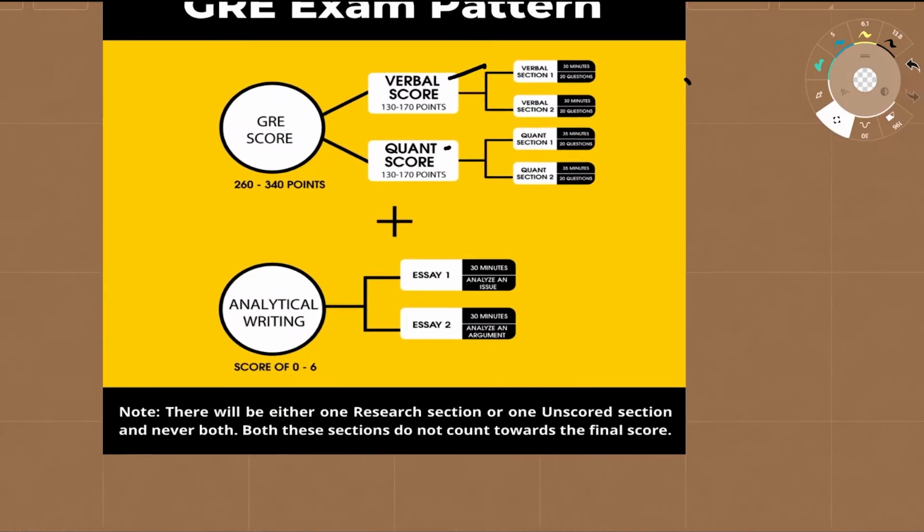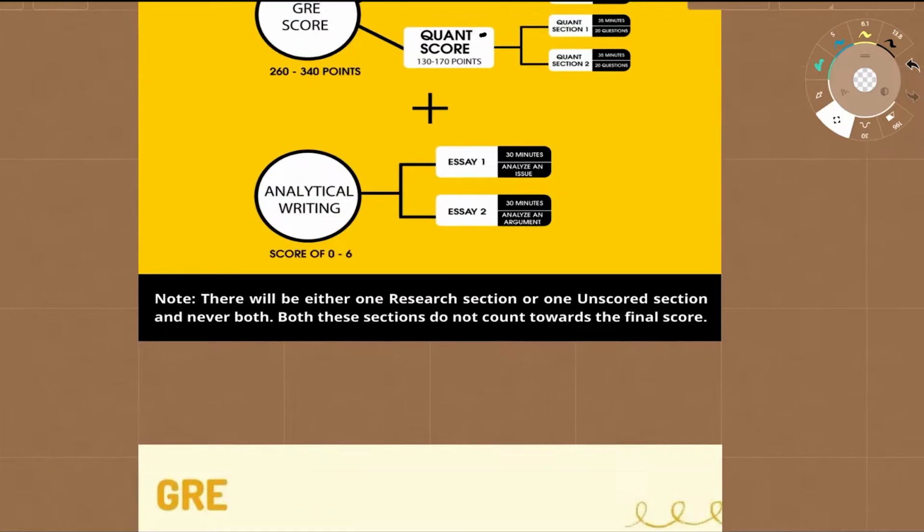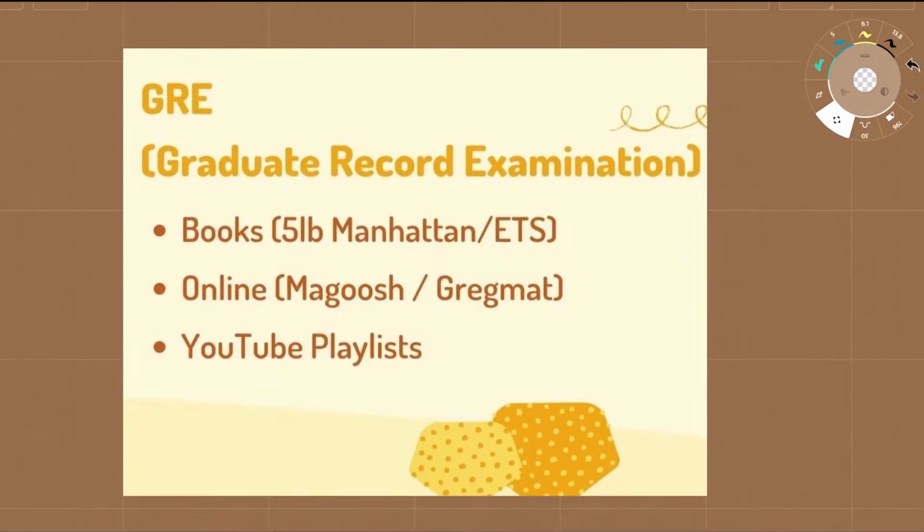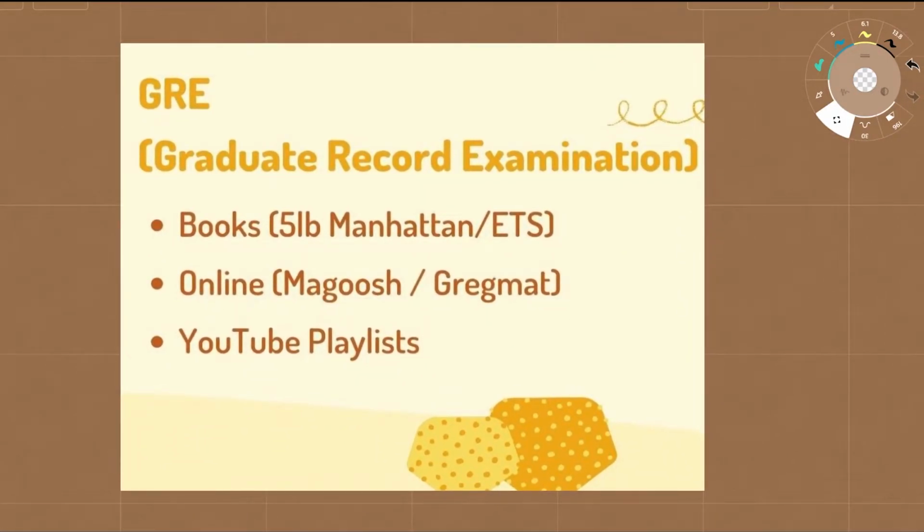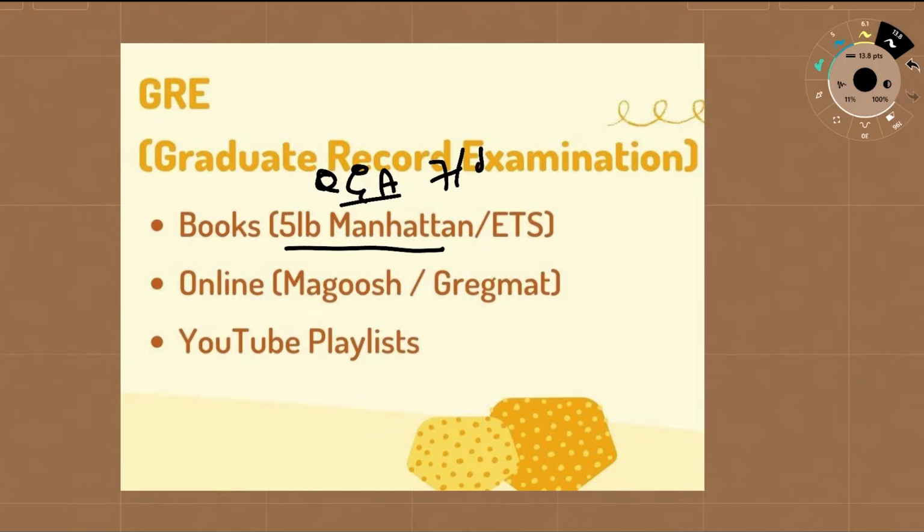So I think we've completed the GRE stuff. Let's talk about resources. I have used the 5LB Manhattan book for both quant and verbal. And Manhattan also has a 7 or 8 book series. I don't remember the exact name. You can search it on Amazon and find it. It's a very good book series. I like that too. And then the ETS book, if you guys don't know, GRE is conducted by an organization called ETS.